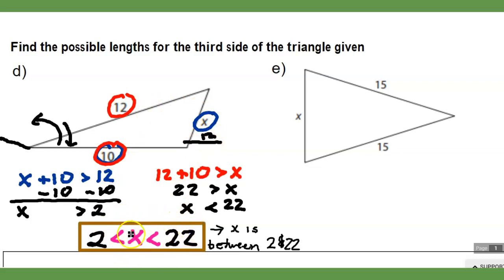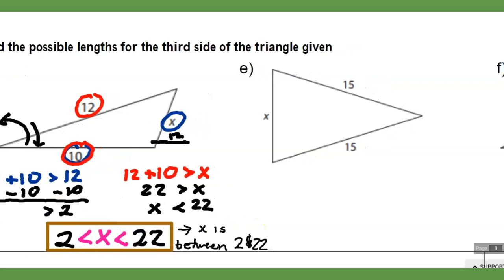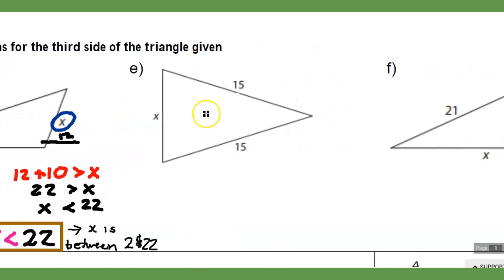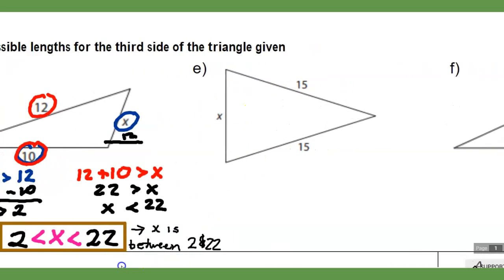And of course you know what it means, that all the numbers between 2, but not including 2, starting at 2.001, going all the way up to 21.9999, can all make a triangle with sides of 10 and 12. As soon as you go 2 or lower, or 22 or bigger, it's impossible to make a triangle with the sides of 12 and 10. So same idea here if we want to cut to the chase kind of fast.